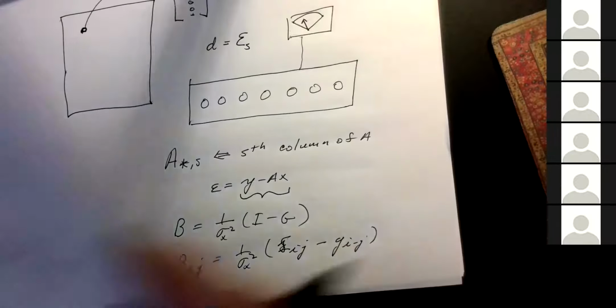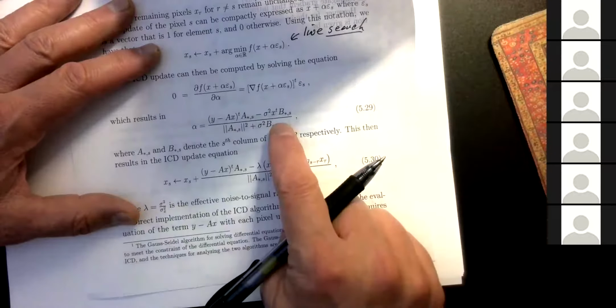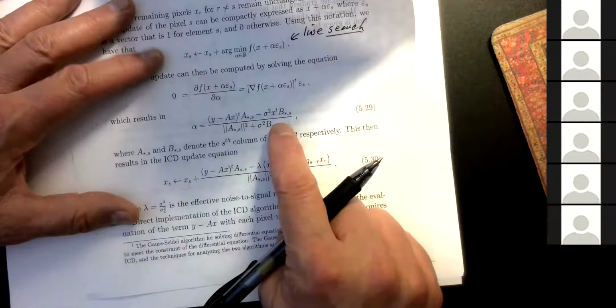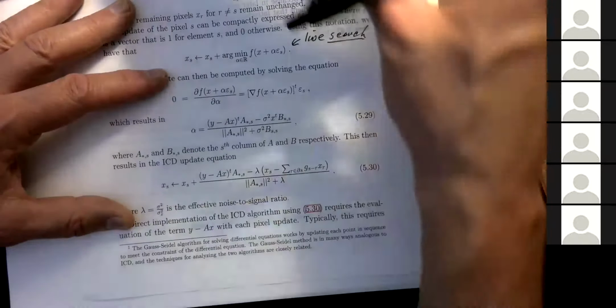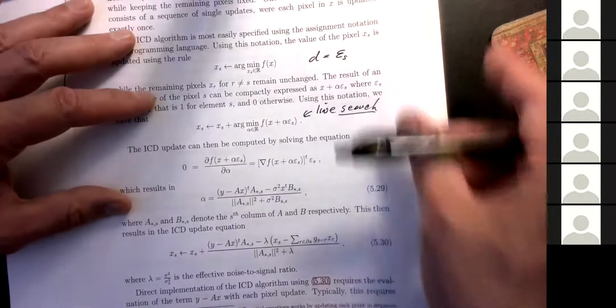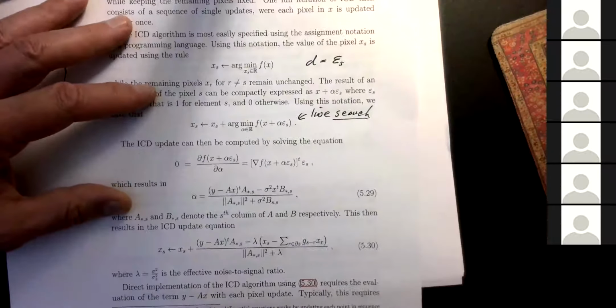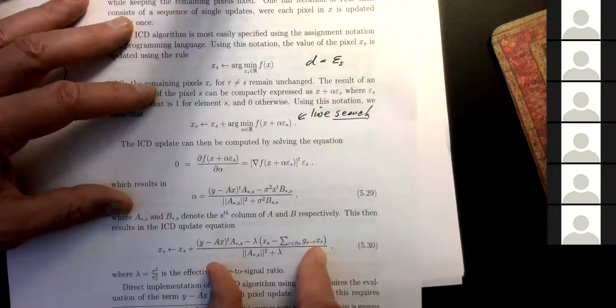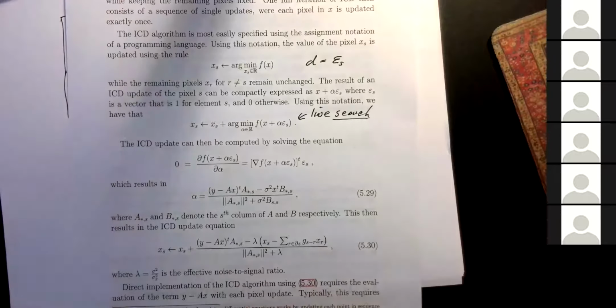So let's look at this expression. If you take alpha and you plug in the expression for alpha for the update, this is what you get: the new pixel is equal to the old value of the pixel plus this expression. So let's look at that a little bit.